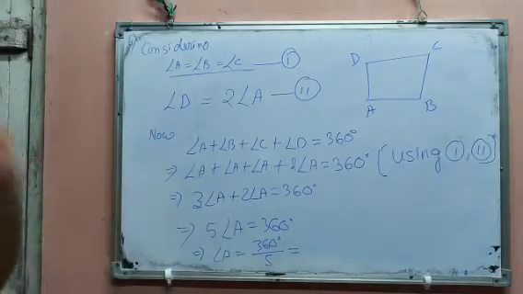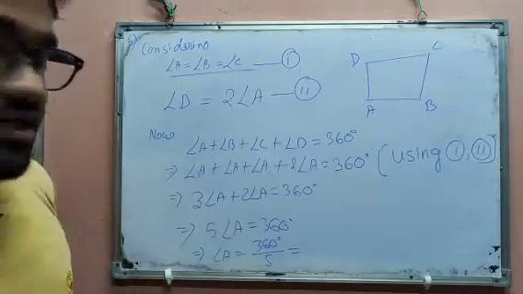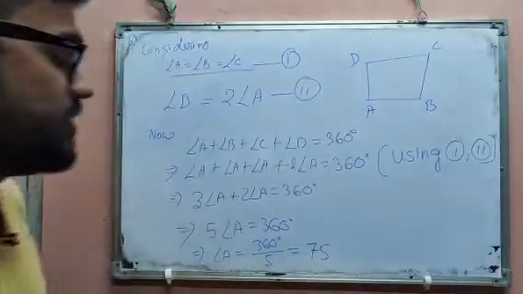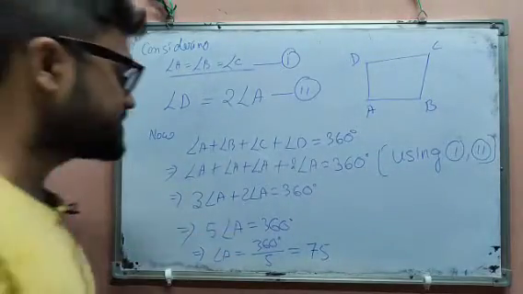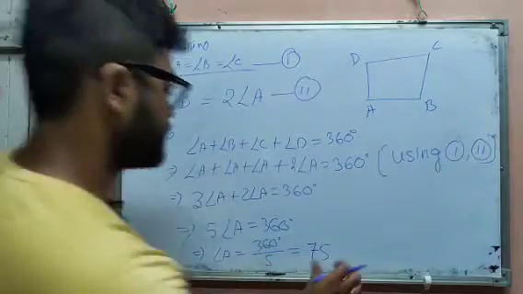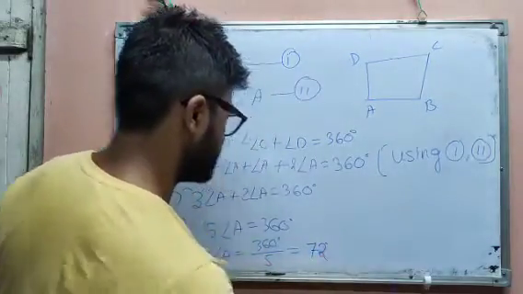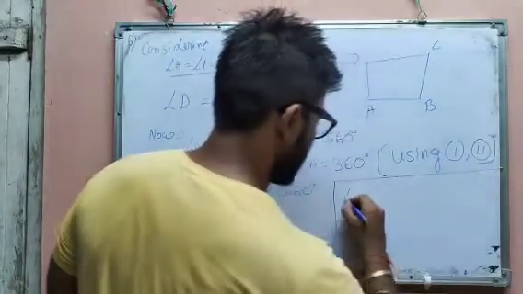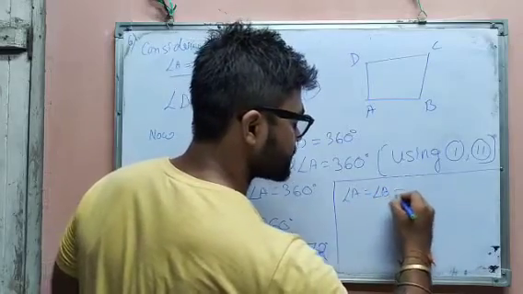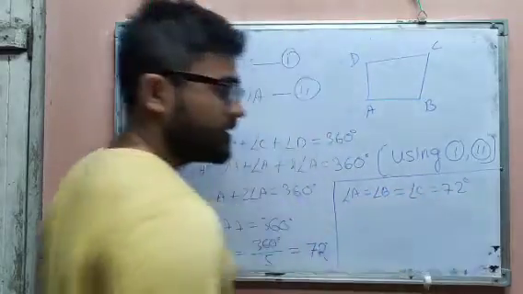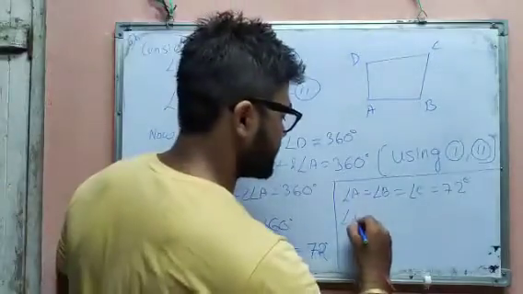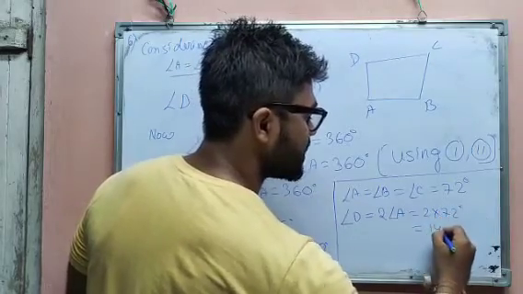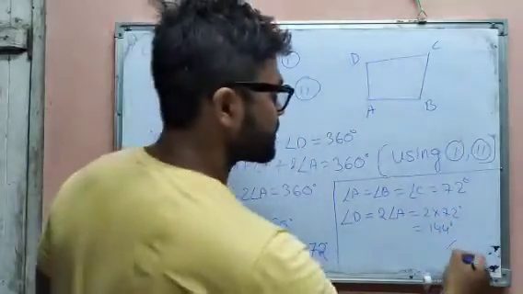So you will get what? 5 7s are 35, remaining 1, and this will be 75. Okay. So this is 5 2s. This will be 5. So angle A equal to 72 degree. That means what you can say? That angle A, angle B, angle C equal to 72 degree from 1. And angle D, which is equal to twice of angle A, that means 2 into 72 degree, or you can say 144 degree, which is our required answer.